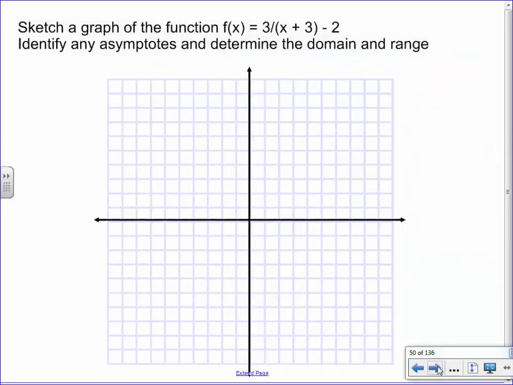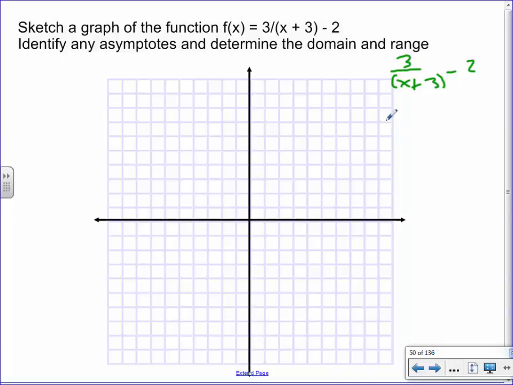Moving forward. What about this one? I'm going to write it just slightly differently. I had to write it in this format here just based on how my computer works. But you guys could write it like this: 3 over x plus 3, minus 2. You could write it kind of like that.